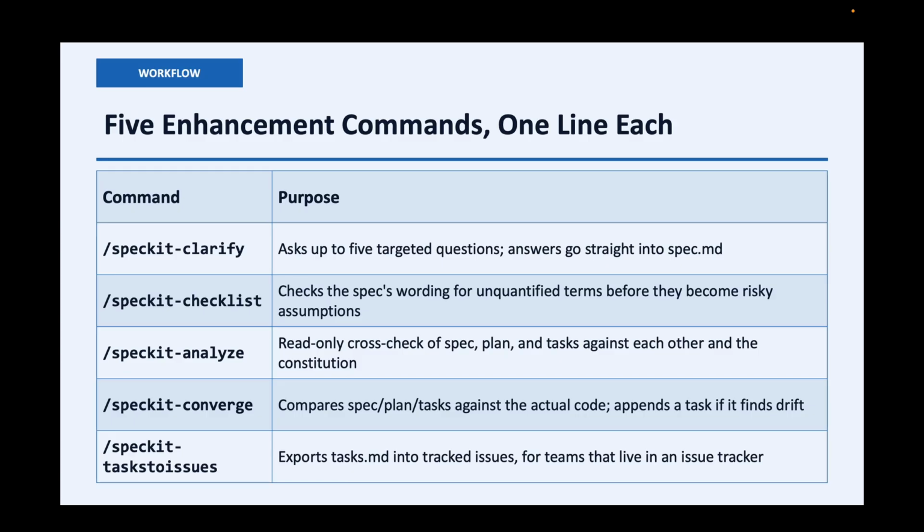The last one, we have SpecKit task issues. This way we can export the task markdown into tracked issues for teams that live in an issue tracker. If we look at the task markdown, it already is created as a checklist that could be used in Jira. Again, this is a nice way that we can just export those files and easily put them into our issue tracker.